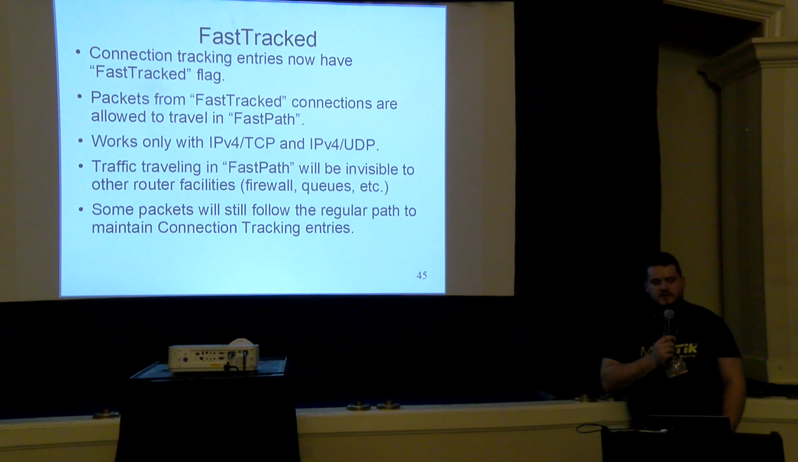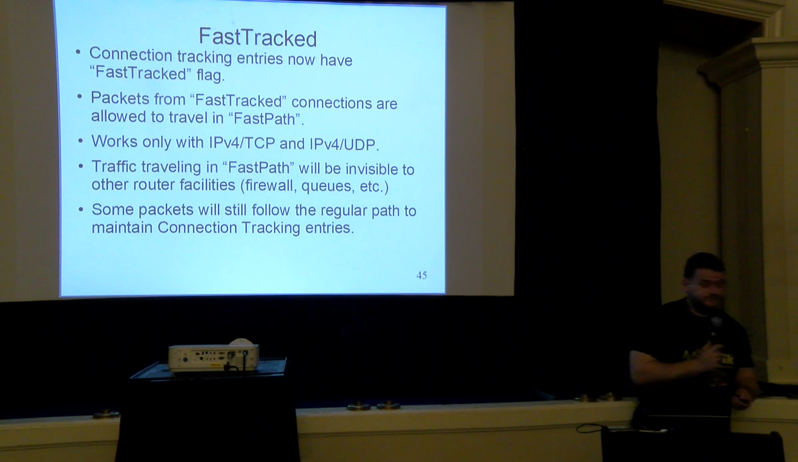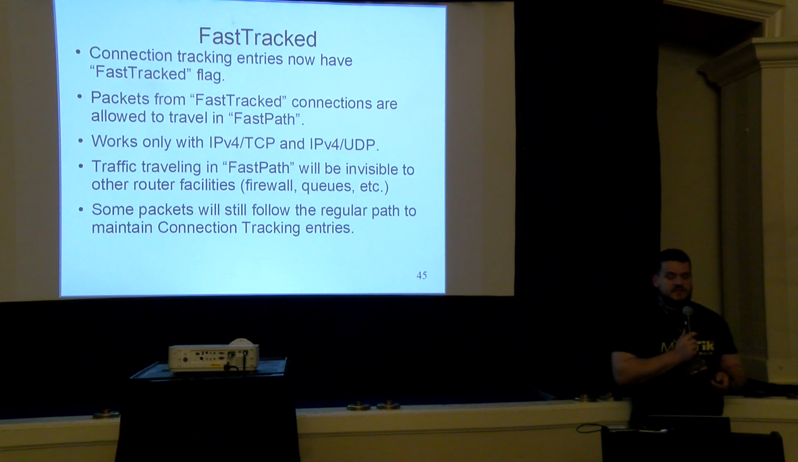And it allows traffic from that connection to go the fast path way through the router by skipping all the other facilities like firewall, queues, and any other. Of course, some packets need to go the regular way to refresh some timeouts so that the connection doesn't get timed out from the connection tracking table. But basically, as soon as you fast track a connection, it becomes invisible for most of the RouterOS facilities.